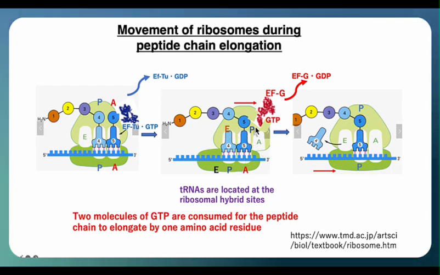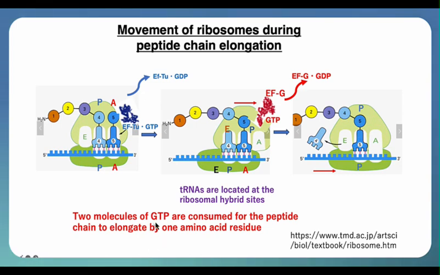Now the empty A site of the large subunit is filled by an EF-G GTP complex. The energy from the hydrolysis of this GTP causes the 30S small subunit to shift in the 3' direction, resolving the hybrid site. As a result, the peptide chain is transferred, and the empty transfer RNA, now positioned in the regular E site, dissociates from the ribosome, allowing the peptide chain to elongate by one amino acid residue.